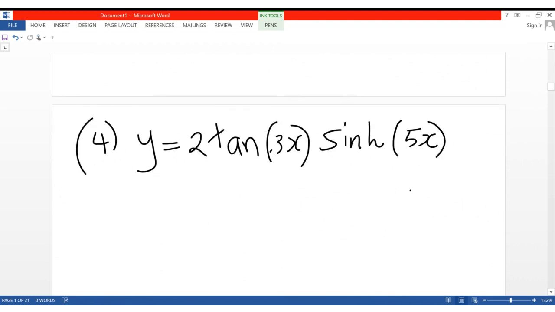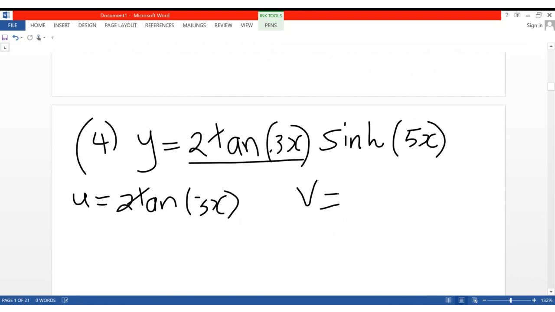So what you can do, there's a constant 2 here. If you prefer, you can still take the constant as part of the whole of that one. I don't have a problem. So you can either let the 2 remain the way it is, then differentiate tan 3x and sine hyperbolic later, or you just take the whole of it. So I'll take the whole of it to make my work easier. I'll take u with the constant, 2 tan 3x, and then I take my v to be the remaining function, sine hyperbolic 5x.